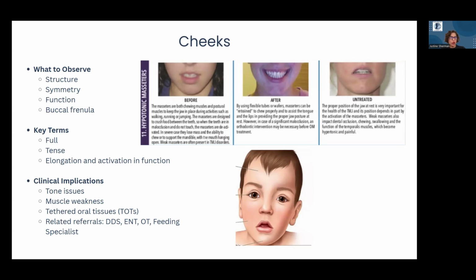So, for example, reduced right buccal tone observed at rest and during cheek inflation. Difficulty maintaining air in right cheek without leakage. So again, this level of detail helps you with accurate referrals and treatment planning. So referral considerations, it could be ENT or dentistry for suspected tethered oral tissues, which is that buccal frenum, OT for tone and sensory motor integration, or a feeding specialist when that bolus control concerns are significant.